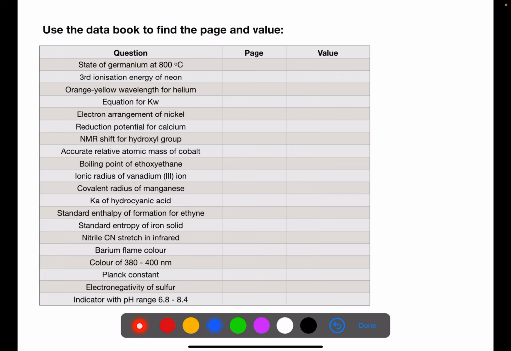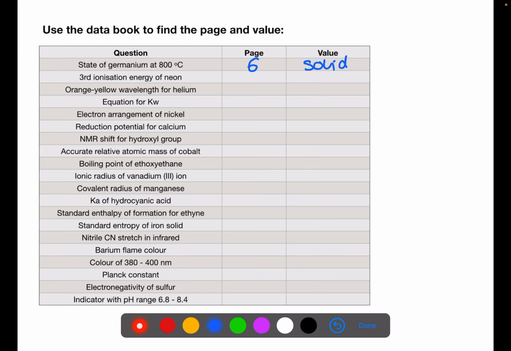The first question asks us to find the state of germanium at 800 degrees. This means that we need to use page 6, and we need to compare this number to the melting and boiling points. This is below the melting point, and therefore germanium would be a solid at this temperature.